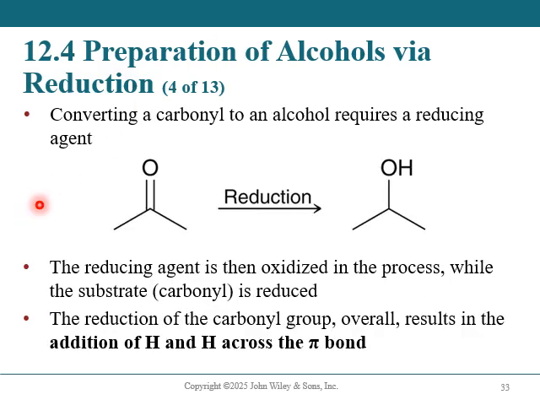So the consequence of the ideas that we just discussed is that when you're converting a carbonyl to an alcohol, you need a reduction process to happen. And for that, you need a reducing agent. The reducing agent is then oxidized in the process, but it precipitates the reduction of somebody else, in this case, the carbonyl bond. The reduction of a carbonyl bond overall results in the addition of two hydrogens across the pi bond that we see here.